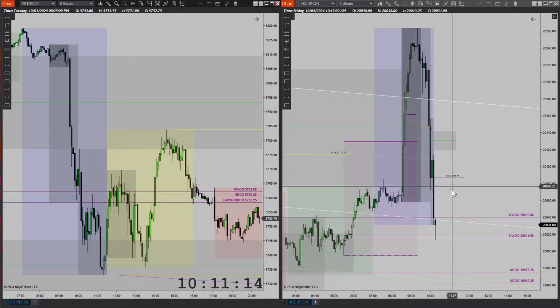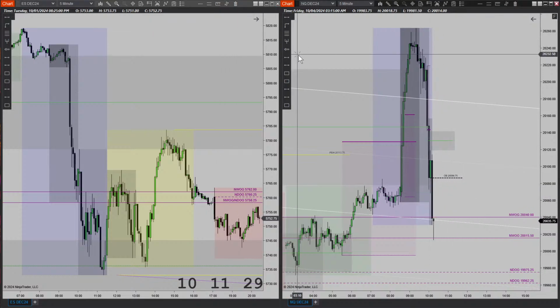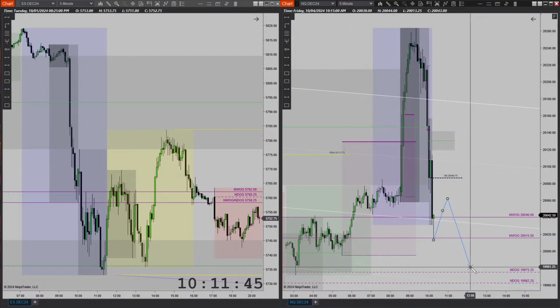I want to see price fail to get above this area. I think this is working up to be a trade for the 11 o'clock macro. Okay, so maybe something like this, where a 5-minute swing high gets drawn, a run of those swing highs. We put in maybe some sort of double bottom or relative equal lows.